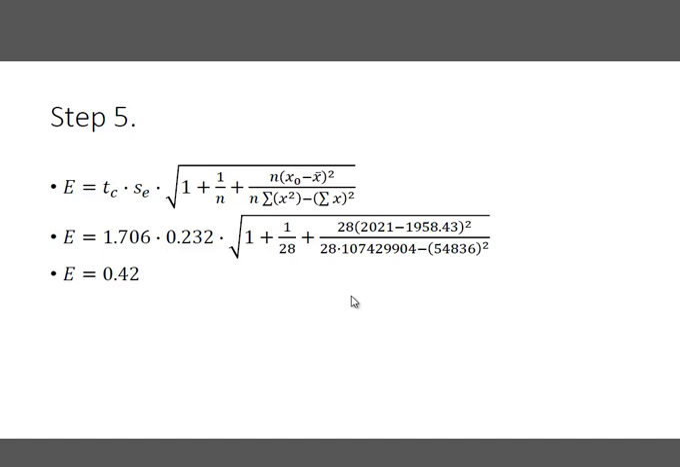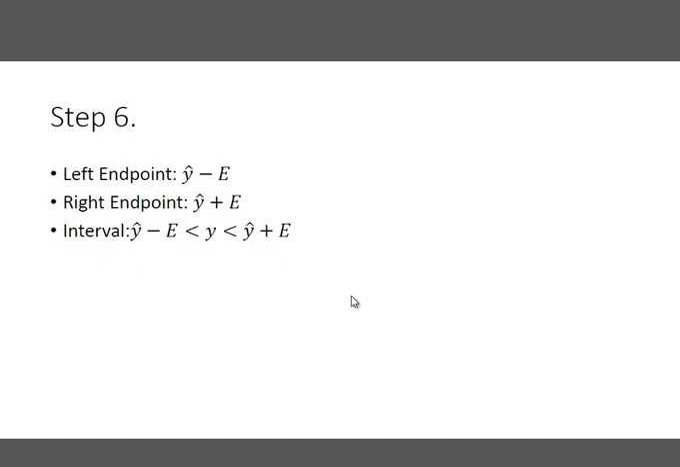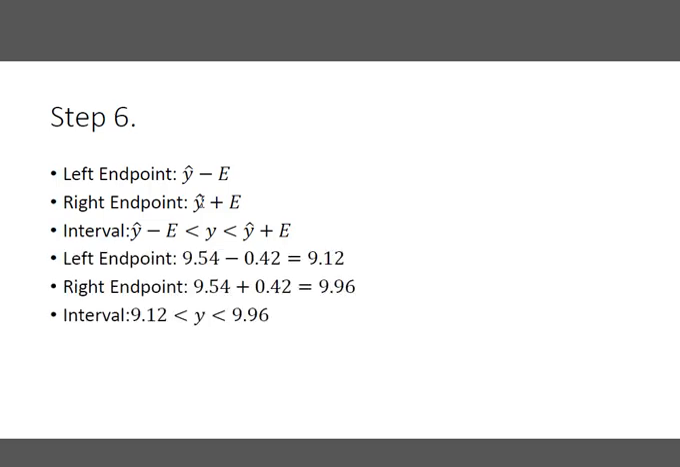Okay, so finishing steps here. At this point, we're going to take our prediction that we had from step 2, and we're going to add and subtract the margin of error to it, and that will become our interval. Here goes that work. So 9.54 is our prediction. We're going to add and subtract 0.42 to it to get those end caps, 9.12 all the way to 9.96. And that would be what is known as the prediction interval.